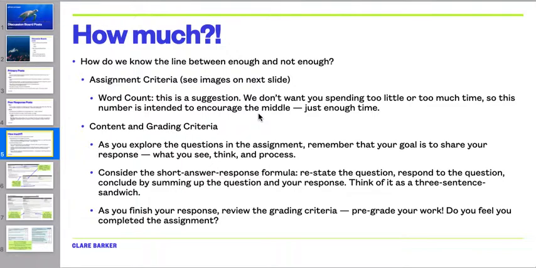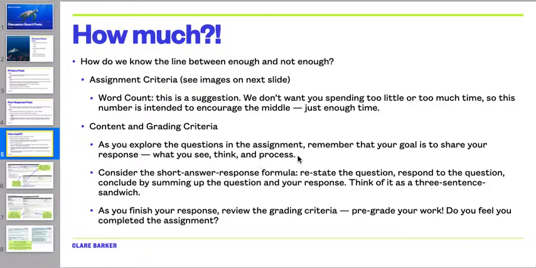If you're like me and you are wordy, you may go to the highest number or a little over. If you are straightforward and clear and give very concise examples, then you're going to be at the lower end of those numbers. Either one is great. It's about finding your voice within that. But the other place to look is the content and grading criteria.